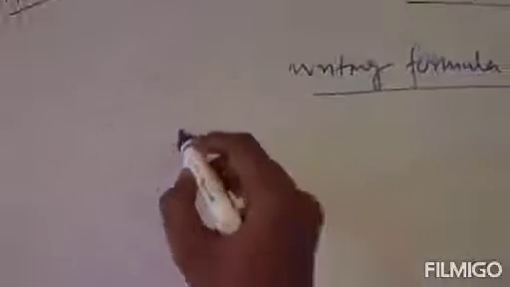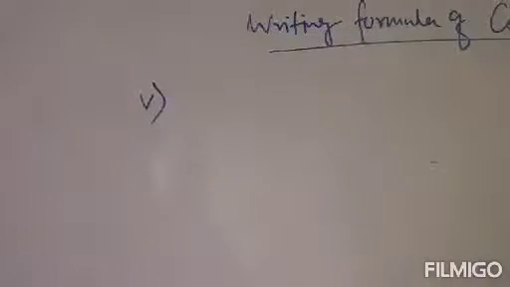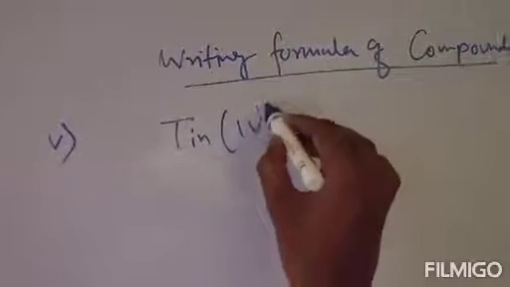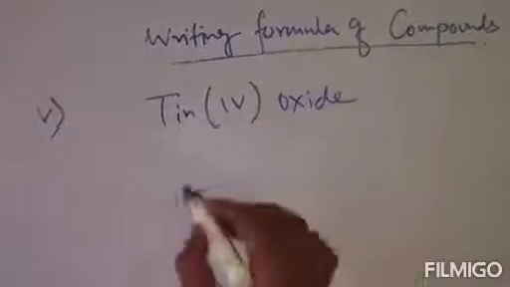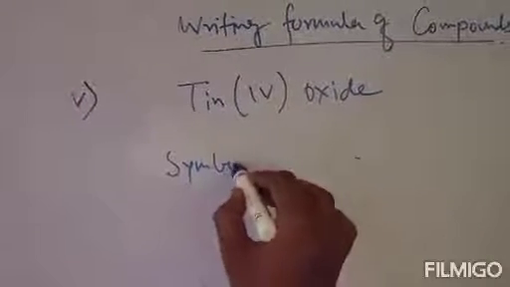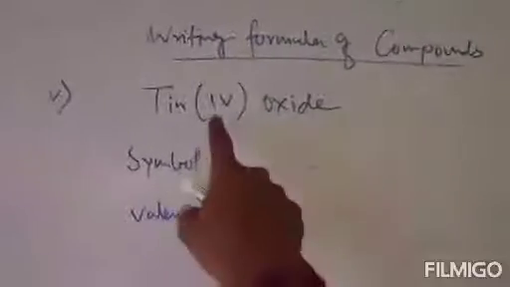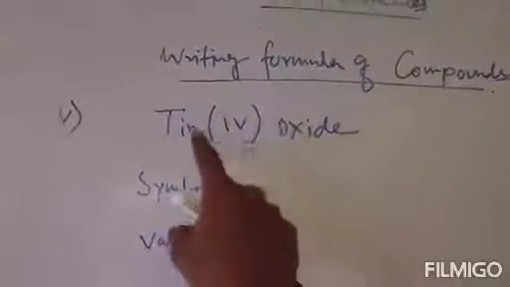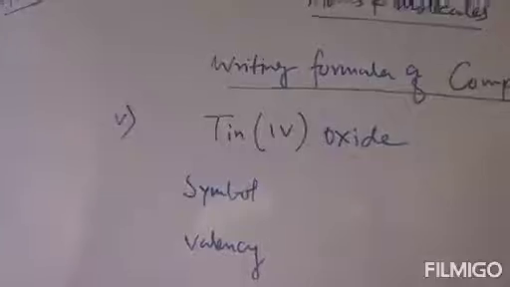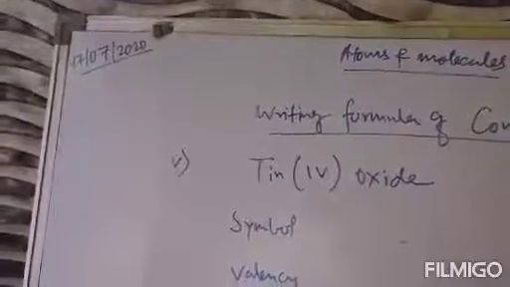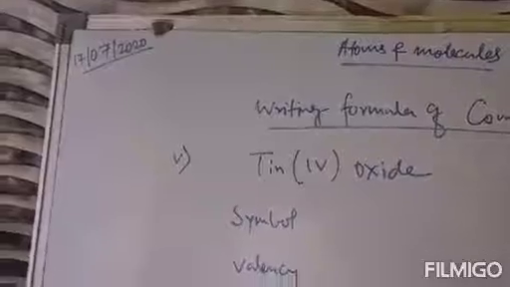Next, number 5. Suppose it is given tin(IV) oxide. Now we will use symbol and valency. Clear? So here, see, the 4 is written using a bracket. That means it shows a variable valency. Whenever a Roman numeral is written in brackets after the metal or non-metal, always remember that it is a variable valency. That means tin shows a variable valency.